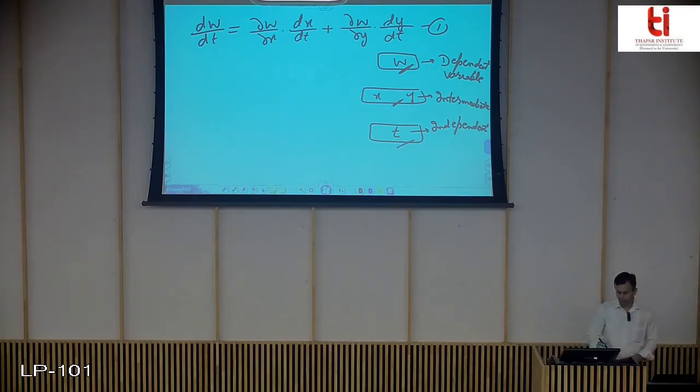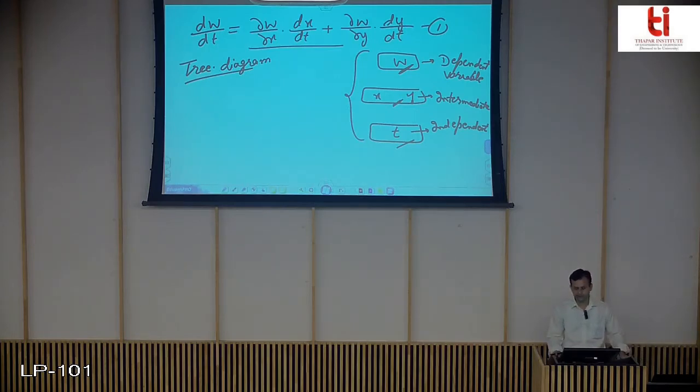So to remember this formula, how it comes, we use the tree diagram. This is the thing that should be kept in mind: w dependent, x and y intermediate, t independent. So using the tree diagram, w depends upon x and y, which in turn depend upon t. That is how we draw the tree diagram. I am writing this as my path 1, say P1. This is path 2 of the tree.